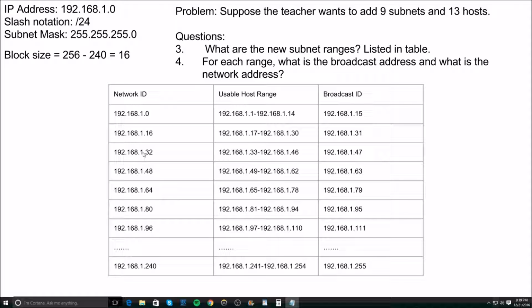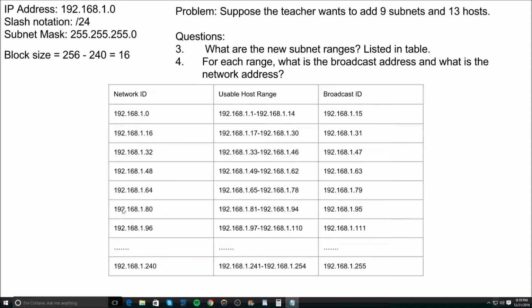16 is the number we will add in each column until we reach the max number of networks with our new subnet values. On the right side is the broadcast ID. Use the next subnet ID's 4th octet value and minus 1 to get the previous subnet's broadcast ID. The usable host range is easy, because it is the range of addresses between the network and broadcast ID. Remember, always start off with the network ID and add by the block size, which is 16 in this case.